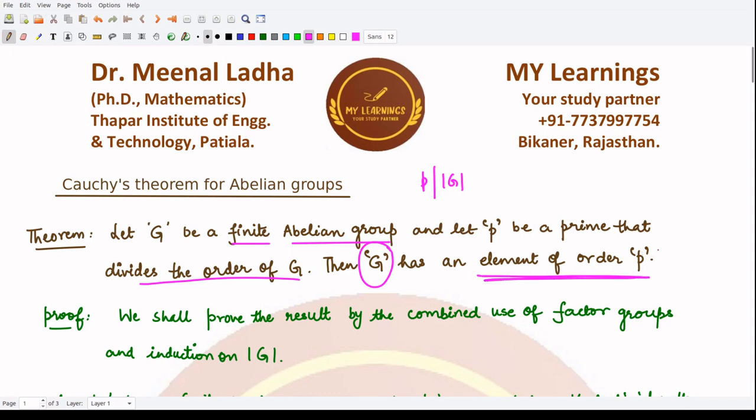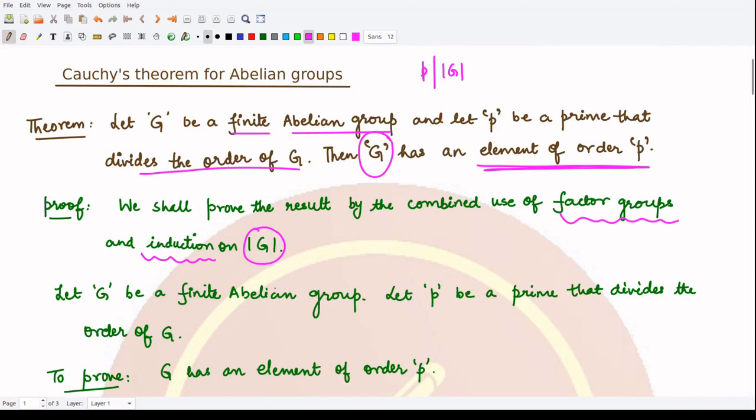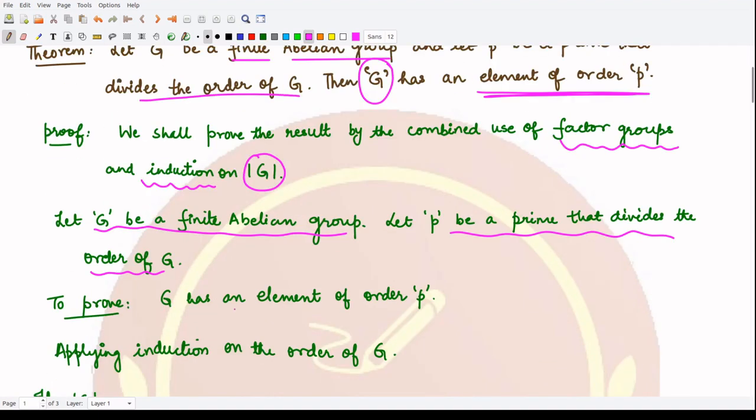In order to prove this result, we will make use of factor groups that we have studied and induction, and we will be applying induction on the order of the group. This is a natural number, so we can apply induction onto this number. So first of all we assume that G is a finite abelian group and P is a prime number that divides the order of the group. We have to prove that G has an element of order P, and we will apply induction on the order of G.